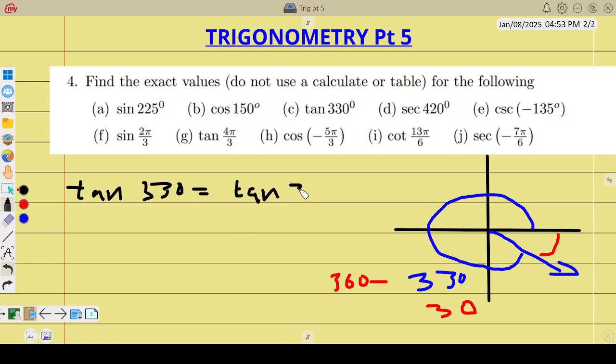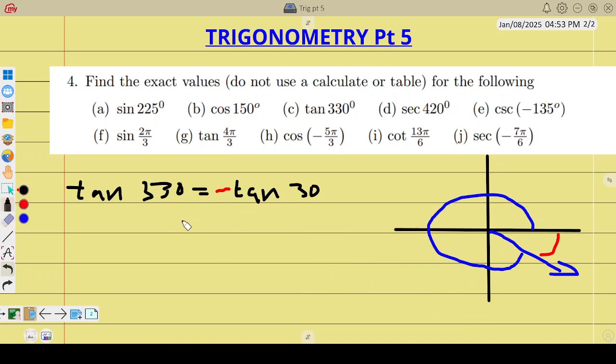Yeah, so this will be equal to tan 30. And then you just have to consider the angle. So this is the third quadrant. In the third quadrant, only cos is positive. The rest are negative, meaning tan will be negative. So negative tan 30. So we have to evaluate this negative tan 30.